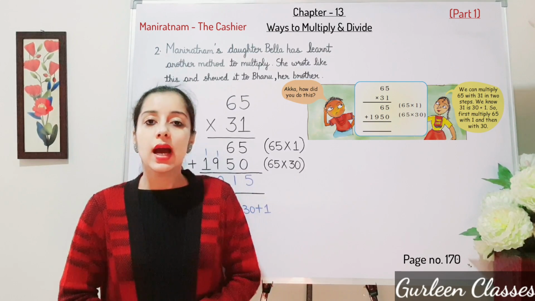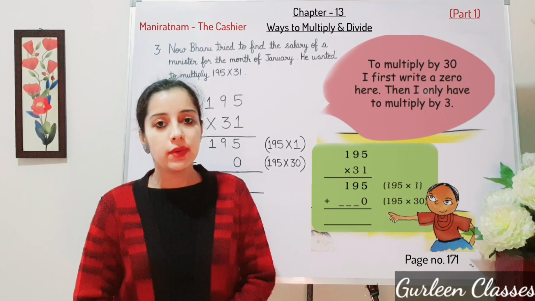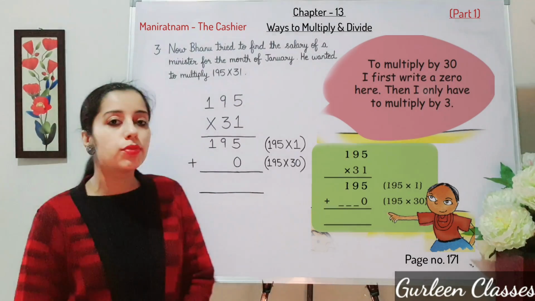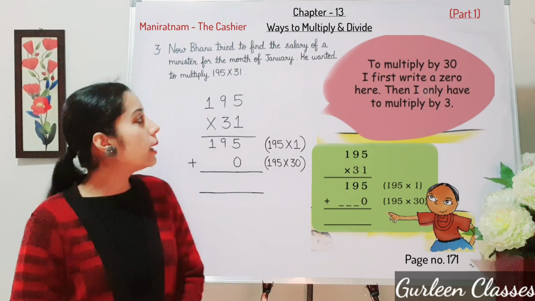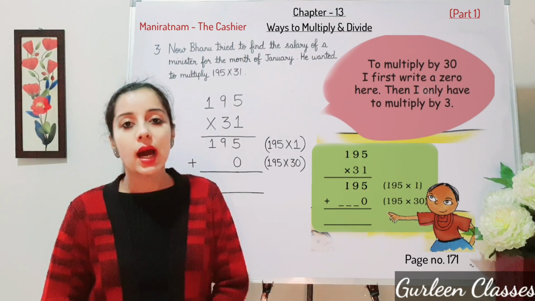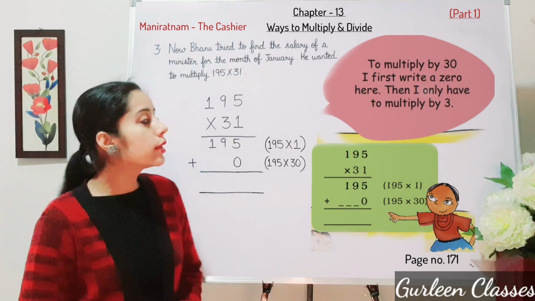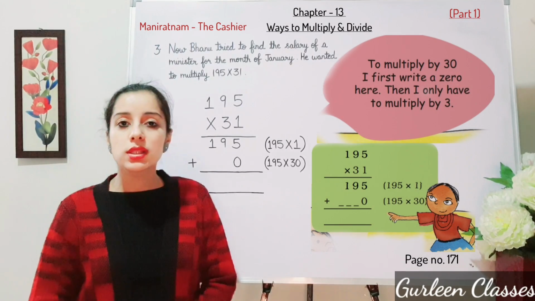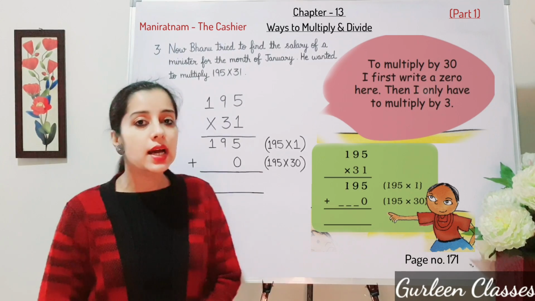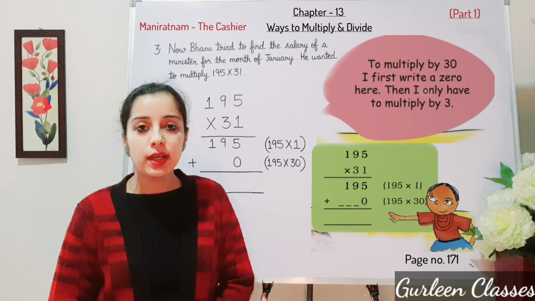So now let us see how Bhanu has turned the question. Next, come to page number 171. Now Bhanu tried to find out the salary of the minister for the month of January. So he multiplied 195 into 31. So now let us see how he has done this multiplication through Bella's method. In the book you can see this picture. Bhanu said, to multiply 195 by 30, first he has written 0 here. Then he simply has to multiply 195 into 3.